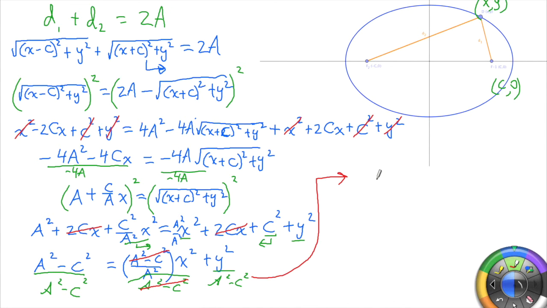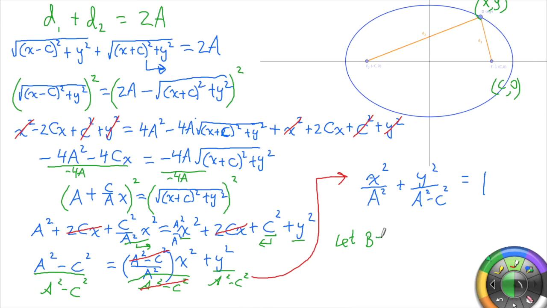we're getting to the relationship between a, b, and c here. So we're going to have x squared over a squared. Now remember, 2a is the major axis, so this gives us an idea of the length of the major axis. Plus y squared over a squared minus c squared is equal to 1. This just becomes 1.